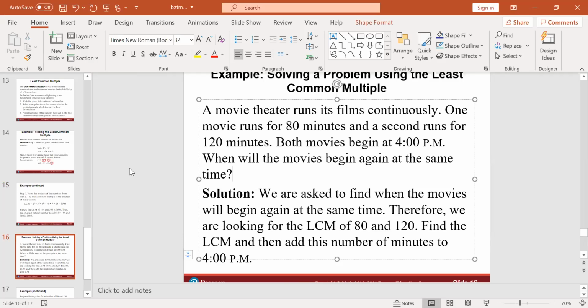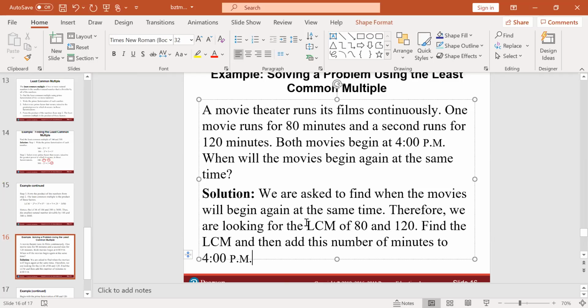So think about it. The 120-minute movie is going to go from 4 till 6 p.m., then 6 till 8 p.m., then 8 till 10 p.m. But the 80-minute movie is a little bit different. It's going to start at 4 and go till 5:20 p.m., and then from 5:20 until 6:40 p.m., and then from 6:40 until... So they're not quite in sync, but every once in a while, they're going to sync back up.